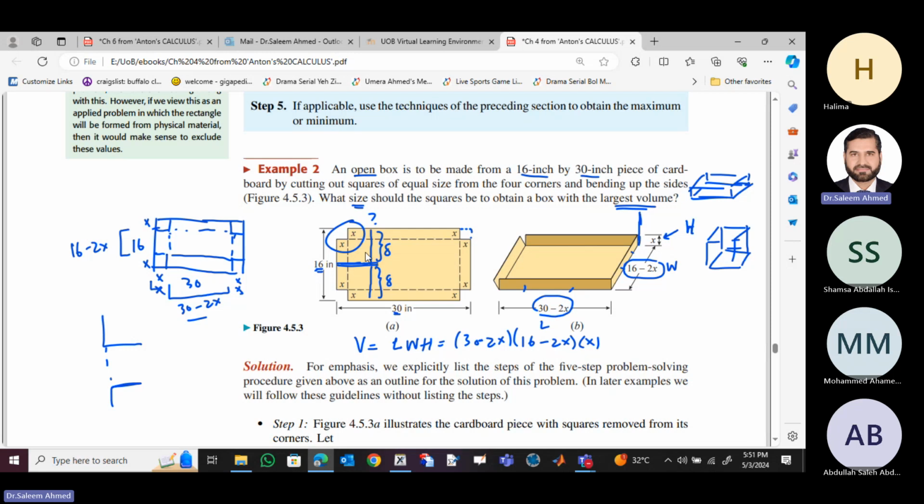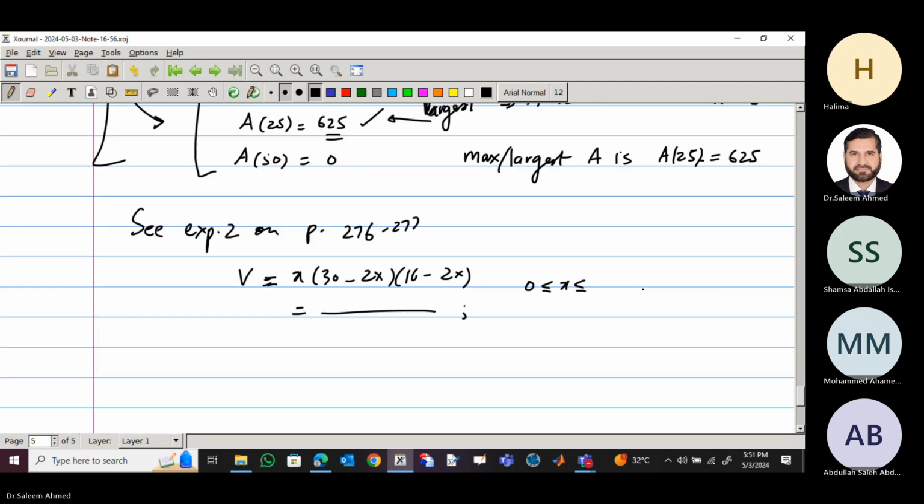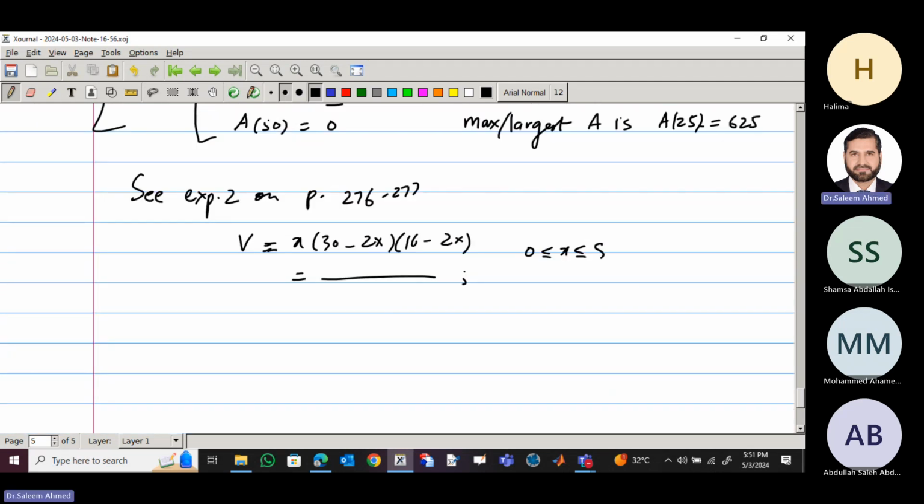Volume will become 0, so it means x cannot be more than 8. x has to be less than 8. 30 is the bigger one. So we take the smallest length, half of the smallest length, half of the width, basically, not the length.